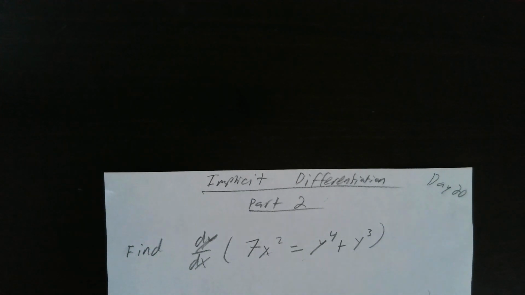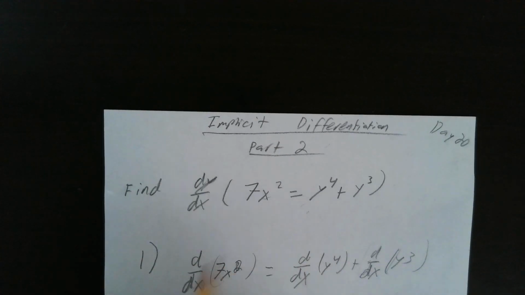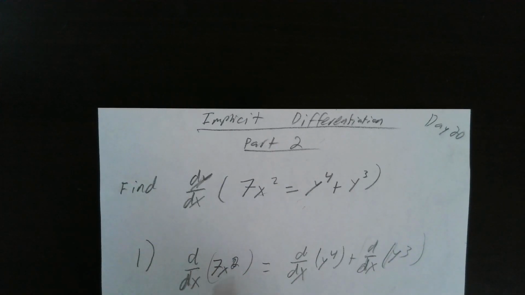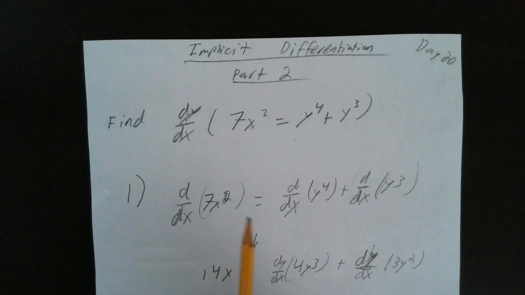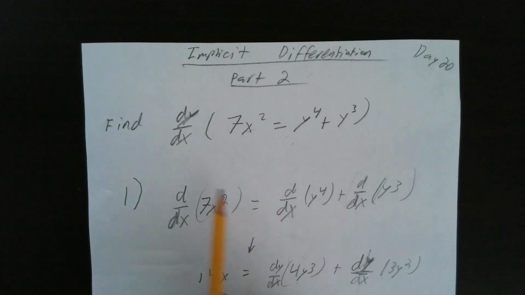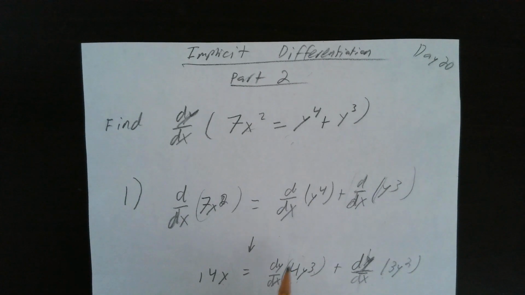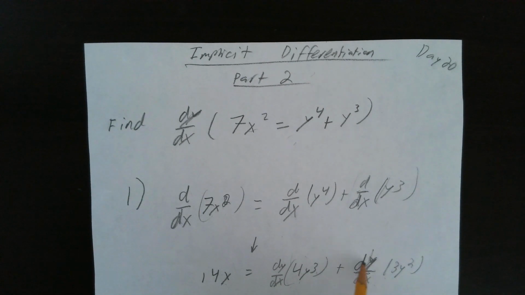Alright, so first you're going to want to differentiate all your terms with respect to x. So put this d over dx next to each term. And let's see, 7x squared becomes 14x. And then the y to the fourth becomes 4y to the third, but you have to leave this dy over dx next to it. And then this y to the third becomes 3y squared, but then again, you have to leave this dy over dx next to it.